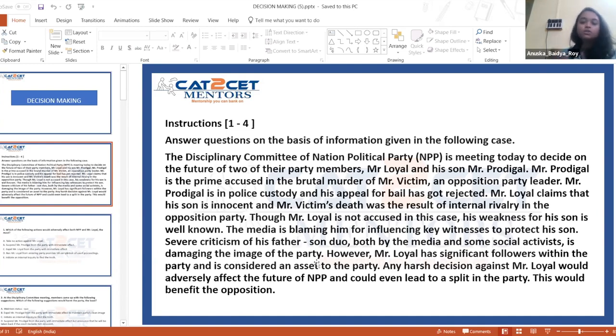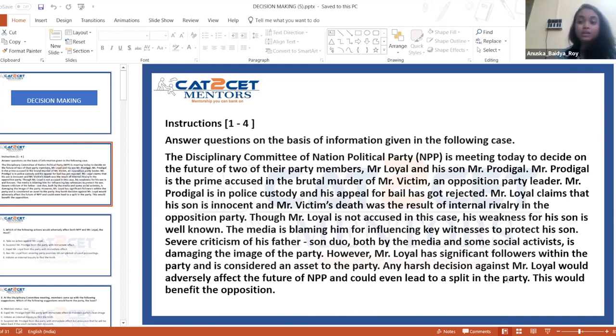So, things that we will be noting while reading the case. First is, what is at stake? The party image is at stake. However, Mr. Loyal has significant followers within the party and is considered an asset to the party. So the party cannot just let go of Mr. Loyal because he's an asset to the party. He has a number of followers within the party. Any harsh decision against Mr. Loyal would adversely affect the future of NPP and could even lead to a split in the party.